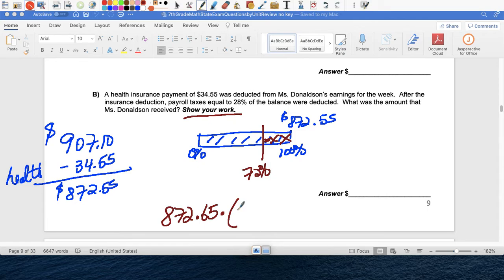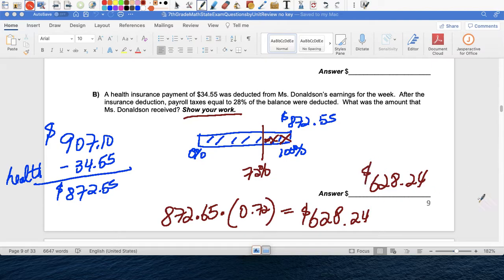So your check, 72%, I change that to a decimal, 0.72. So you're actually taking home times 0.72, rounded, it would be $628.24. I know, probably saying that's not fair, but you know what? That's how life goes. So from 907.10, you drop down to 628. So that's the actual amount you take home, sadly.